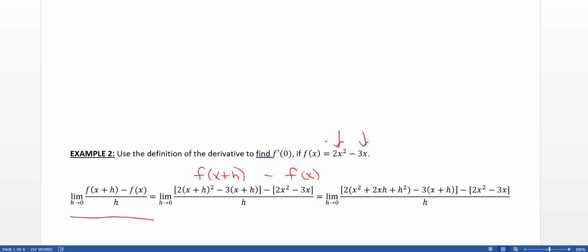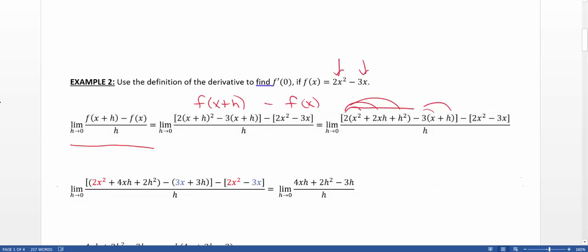So for the first step, I'm going to square out the x plus h in that first term. So if I square that out, I'm going to get x squared plus 2xh plus h squared. Remember, there's still the 2 out front. I haven't touched any of the other terms yet. Now, what we want to do is distribute this 2 to every term, but we also want to distribute the 3 into the second set of parentheses.